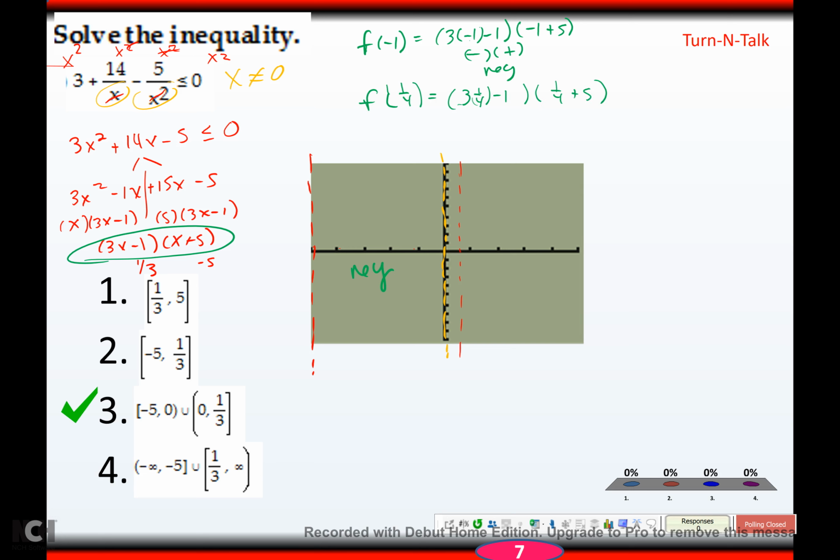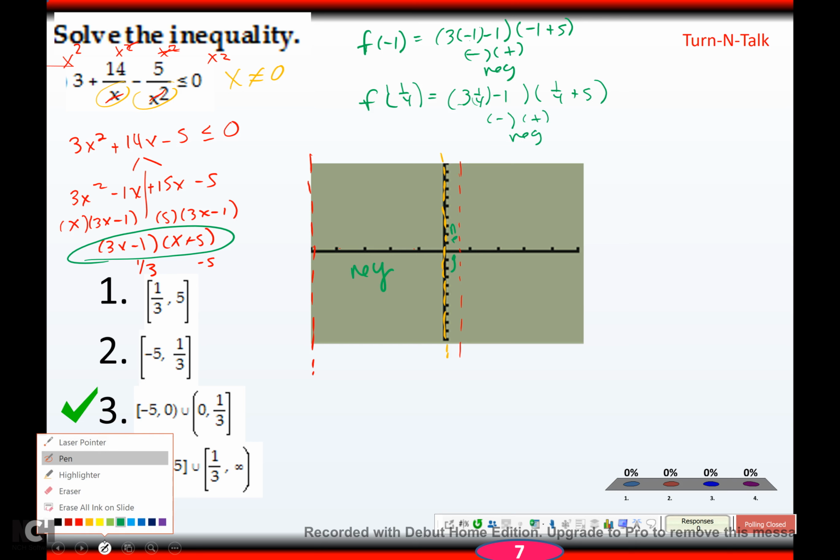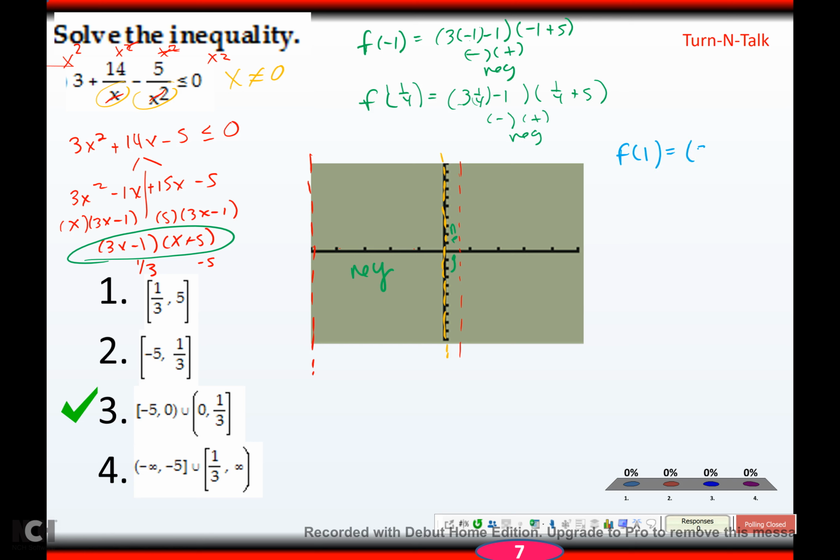That's positive, and it's 3/4, which is not bigger than 1, so that's going to be negative, and that's going to be positive, which is going to be negative. So this section is negative. And then I'm betting that last section is going to be positive. If I pick something past it like 1, I would have 3 times 1 minus 1 and 1 plus 5. That's 3 minus 1 is positive. Positive. This section is positive.